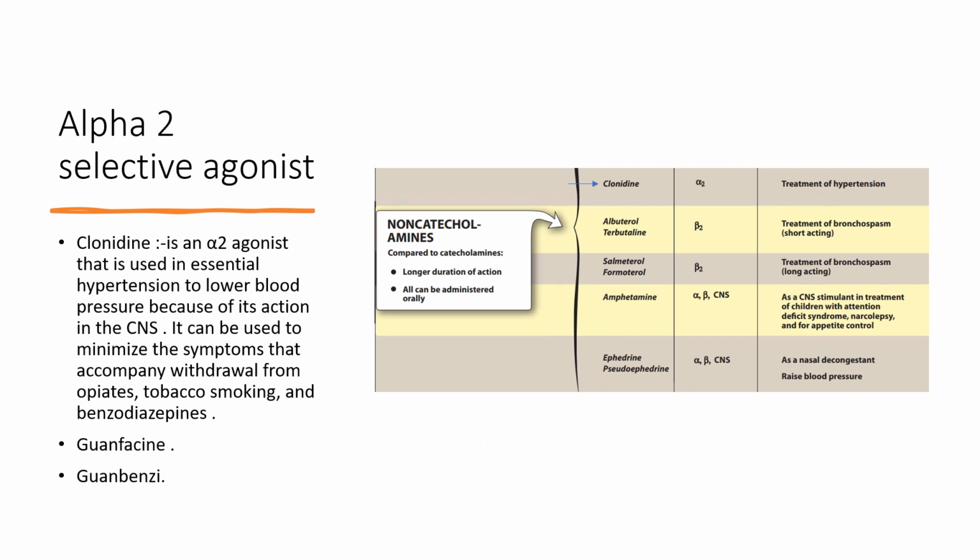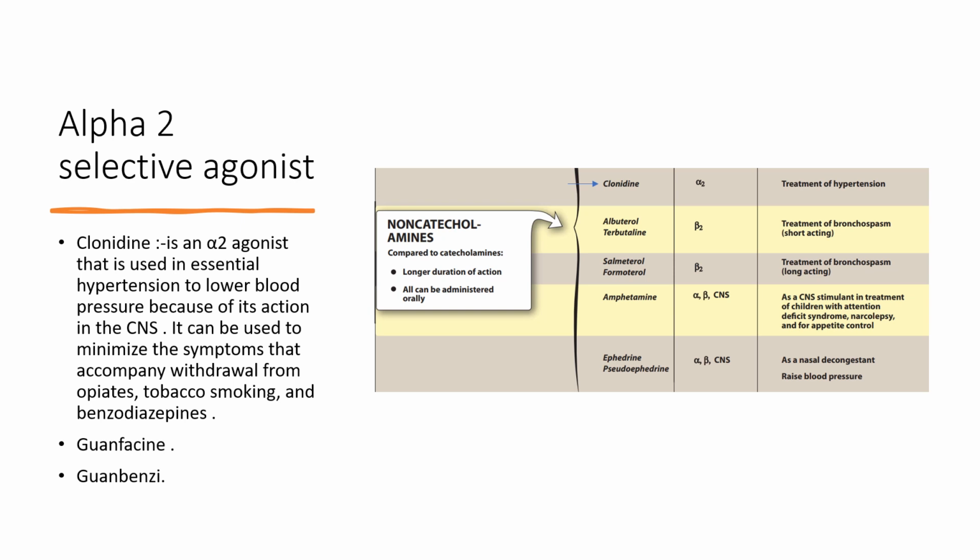Now, alpha 2 selective agonists. These drugs will only stimulate the alpha 2 receptors. Remember what the alpha 2 selective agonists do? They will prevent the rise of BP. Actually, they will inhibit the neurotransmitter release and will cause a decrease in the BP.